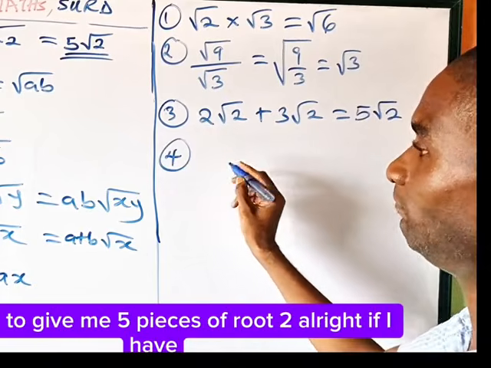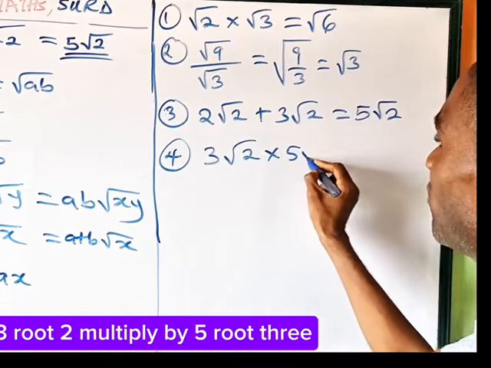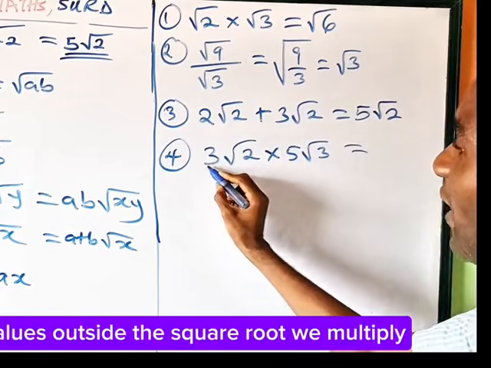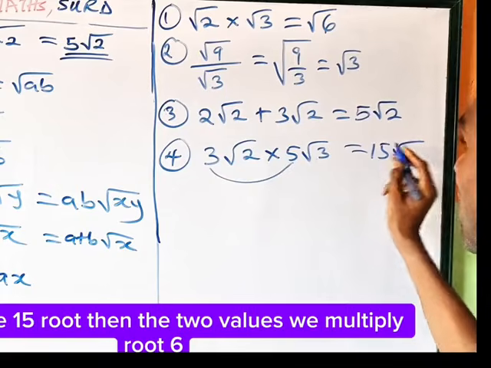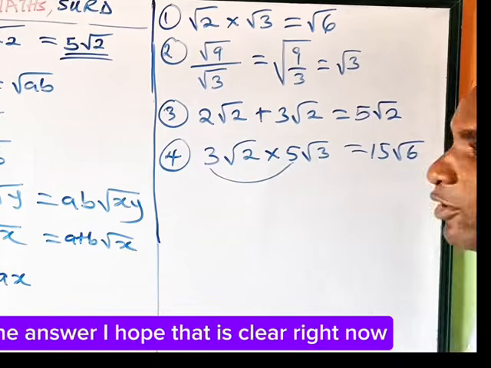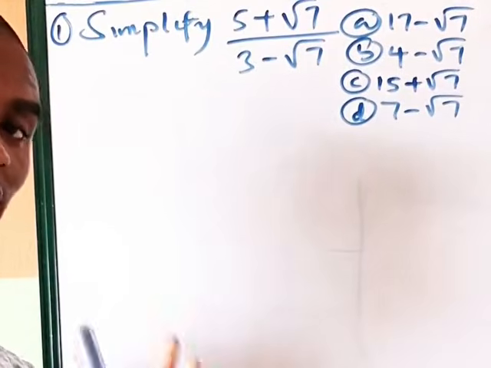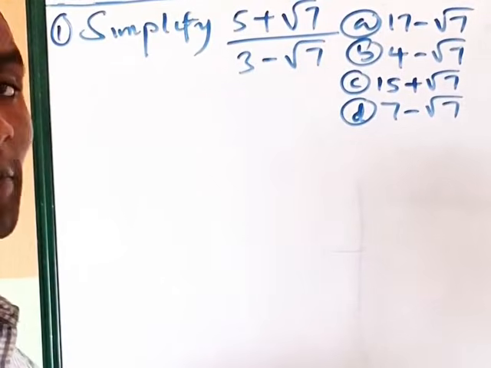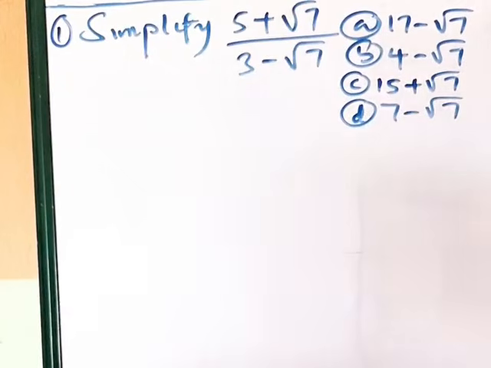If I have 3 root 2 multiplied by 5 root 3, the two values outside the square root we multiply, that will be 15, then the two values under the root we multiply, root 6. That is the answer. I hope that is clear right now. In solving this question, I'll show you how to answer questions on surds in your forthcoming exam. Now the question says simplify 5 plus root 7 divided by 3 minus root 7.